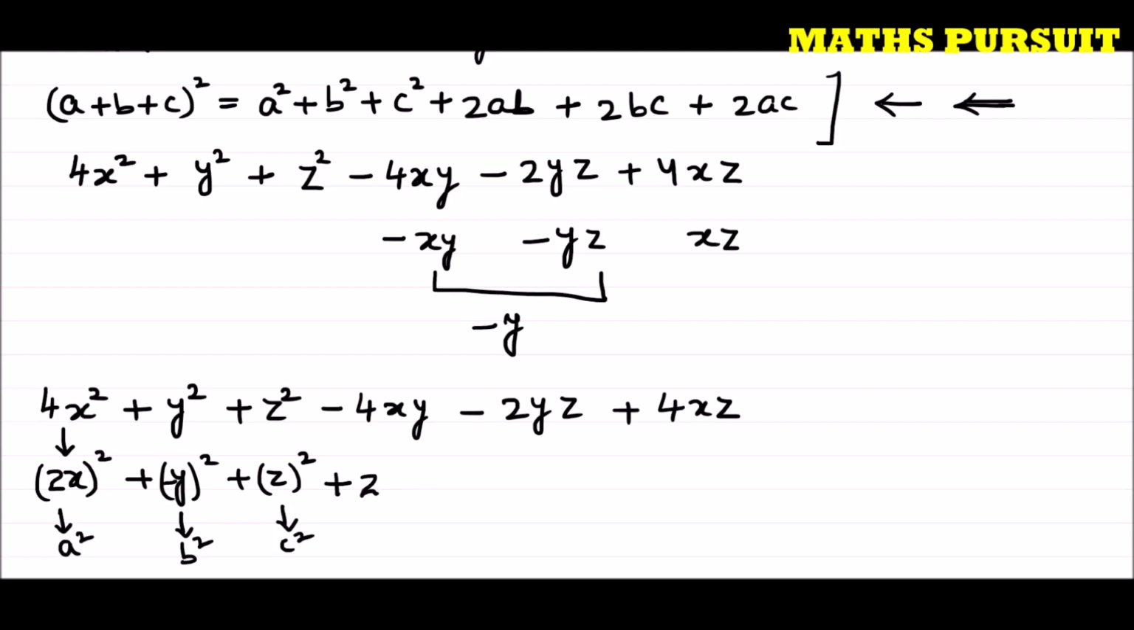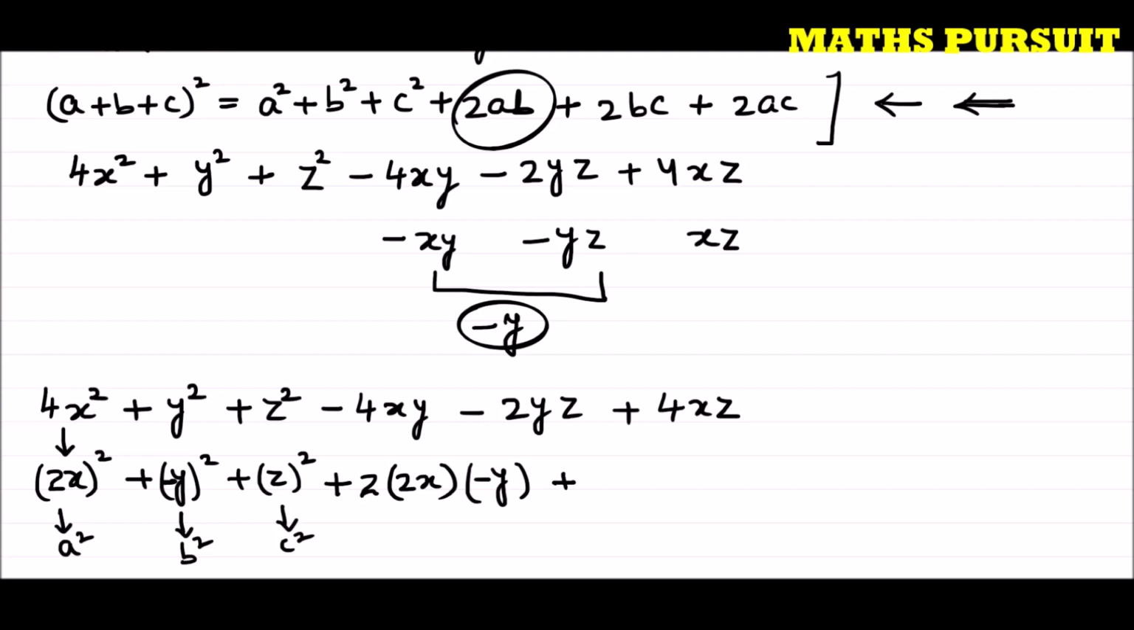And guys, here this is minus y to the power 2, because we concluded that y is negative. So we are considering y as negative. So I have written 2x to the power 2 plus minus y to the power 2 plus z to the power 2 plus 2. Here a is 2x, so I will write 2x here, and b is minus y, so I will write simply minus y here.